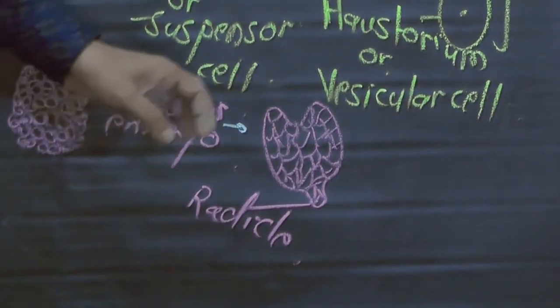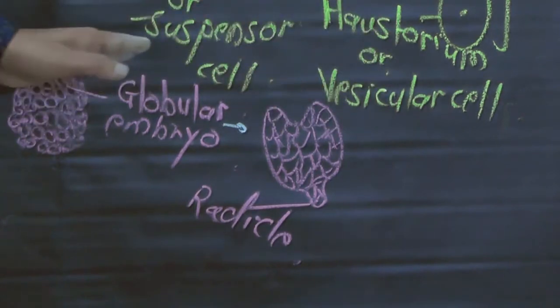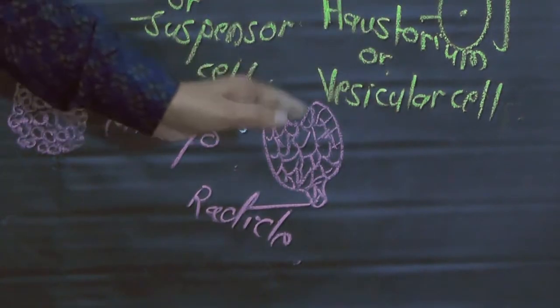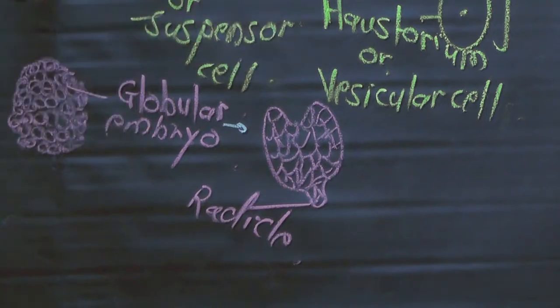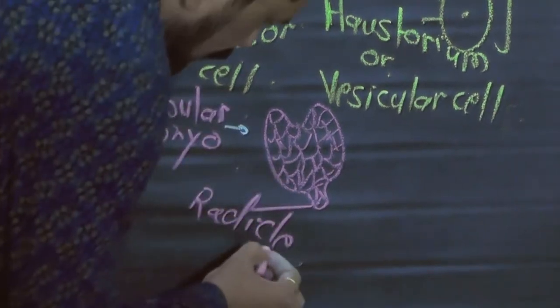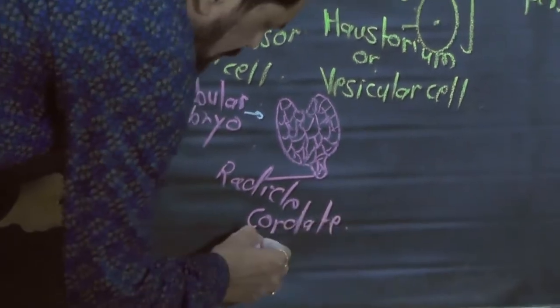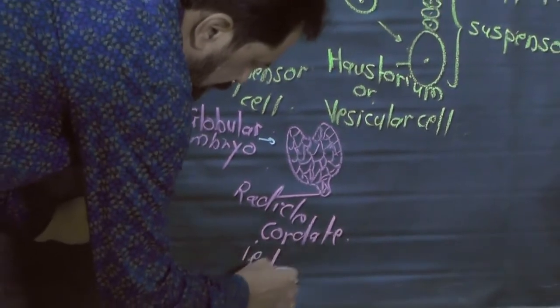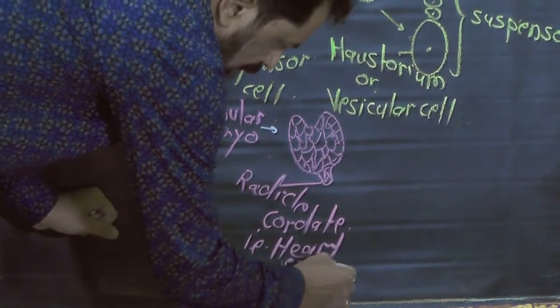Due to the formation of less distinct cotyledons, the globular embryo gets converted into a heart-shaped or cordate embryo. I will say cordate or heart-shaped embryo.